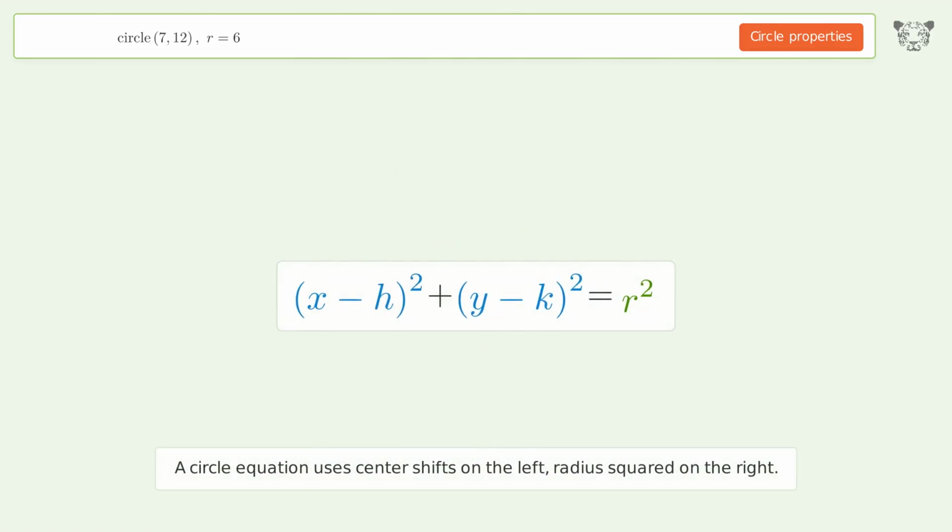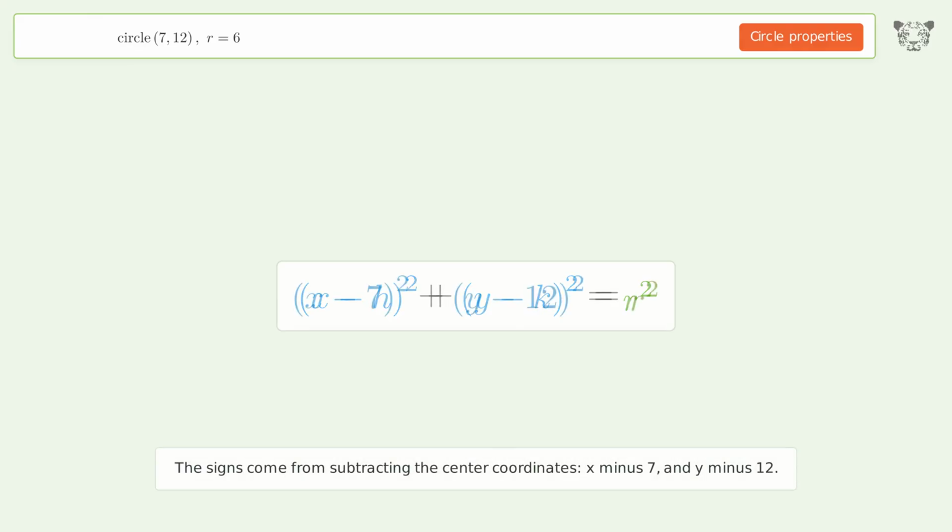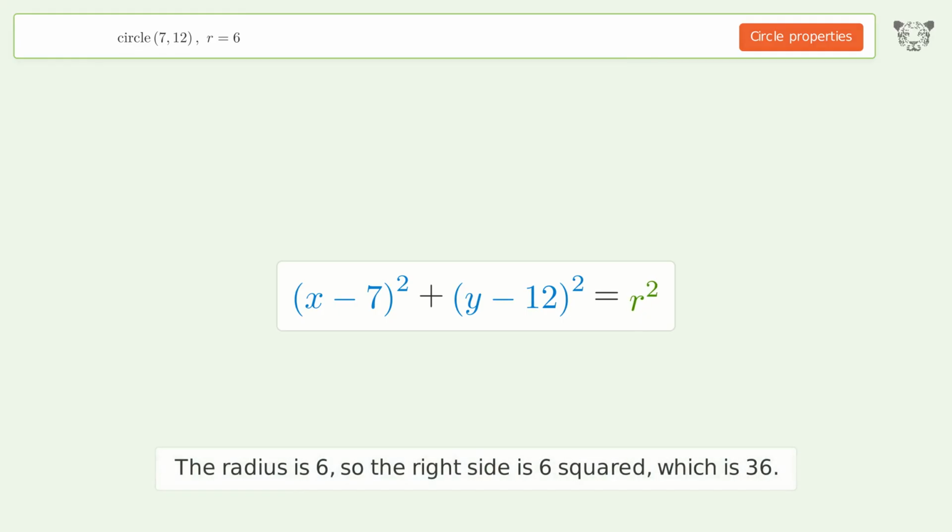A circle equation uses center shifts on the left, radius squared on the right. The signs come from subtracting the center coordinates, x minus 7, and y minus 12. The radius is 6, so the right side is 6 squared, which is 36.